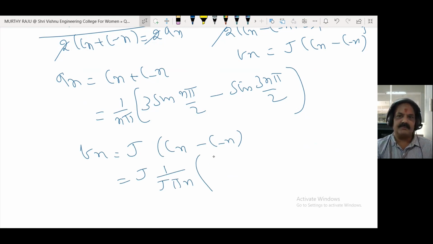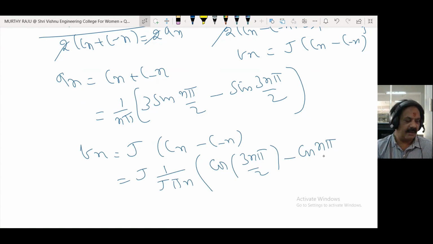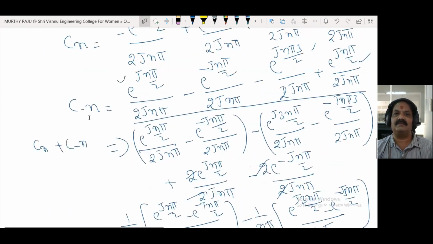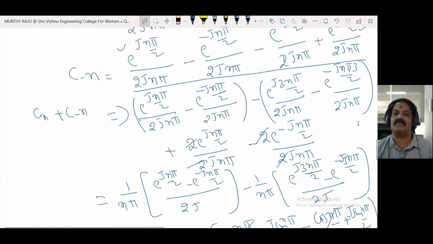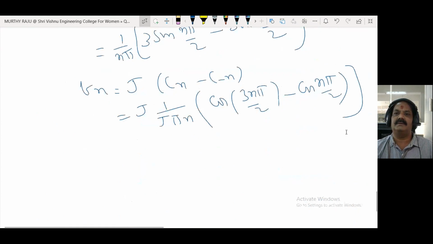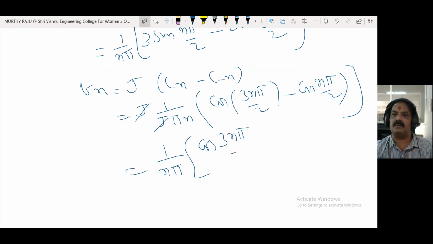times cos 3 n pi by 2 minus cos n pi by 2, as already derived. Here the j term cancels, that is, 1 by n pi cos 3 n pi by 2 minus cos n pi by 2.